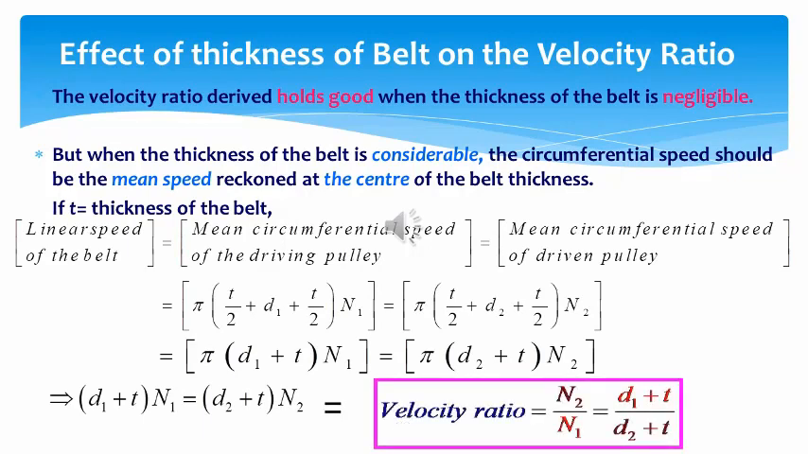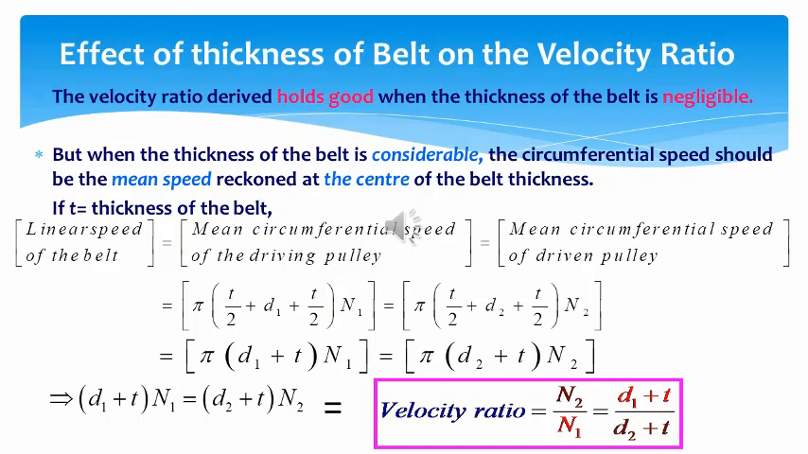So far the velocity ratio that we derived holds good if the thickness of the belt is negligible, but normally that is not the case. There will be certain thickness to the belt. So when the thickness of the belt is considerable, the circumferential speed should also be considered. So the mean speed reckoned at the center of the belt thickness can be calculated by the following method.